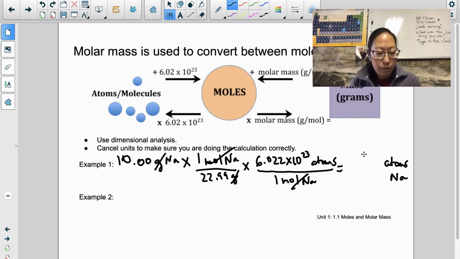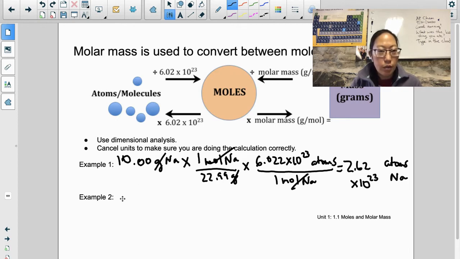So 10 divided by 22.99 times 6.022, I get over here 2.62 times 10 to the 23 atoms of sodium. That's probably about a teaspoon or tablespoon. I think about a teaspoon of sodium, maybe a tablespoon, but that's a lot of atoms.